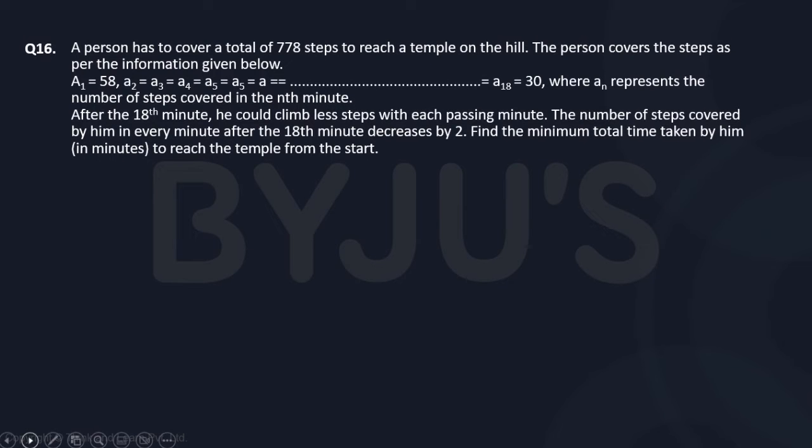Okay, next question is based on progression. So let's see what kind of an answer you get. A person has to cover a total of 778 steps to reach a temple on the hill. The person covers the steps as per the information given below.